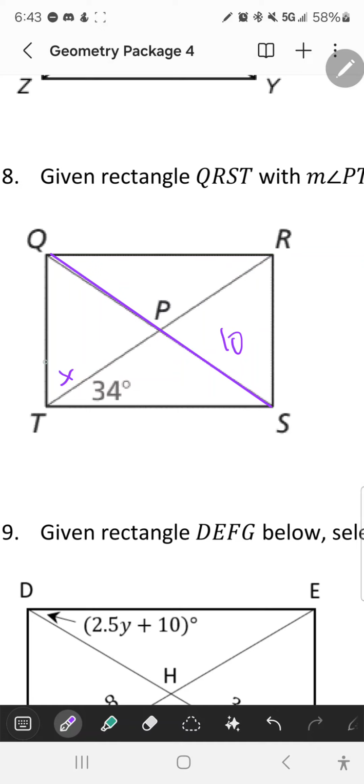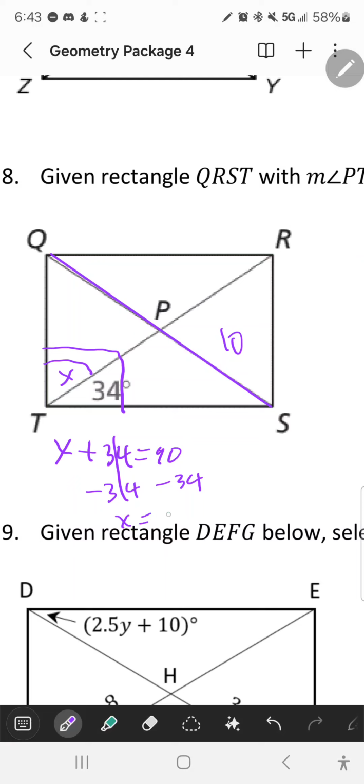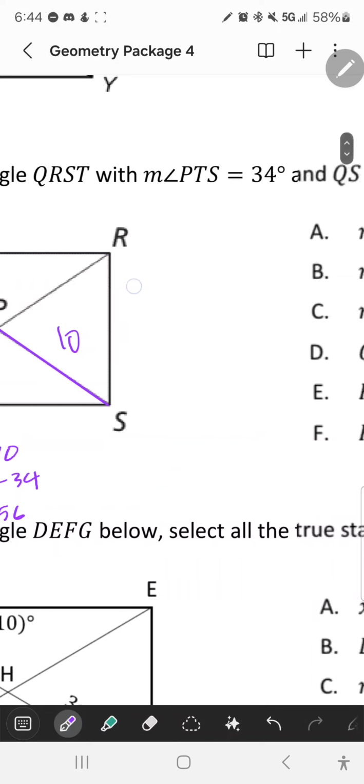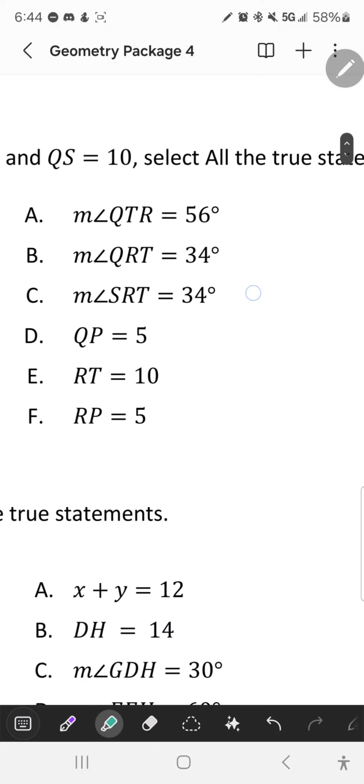We are looking for this angle right here, and we know the whole angle is 90 because it is a rectangle, so it has right angles. So I can say that x, the measure of QTR, plus 34 equals 90. I subtract 34 from both sides and I get x equals 56. So this angle right here is 56.